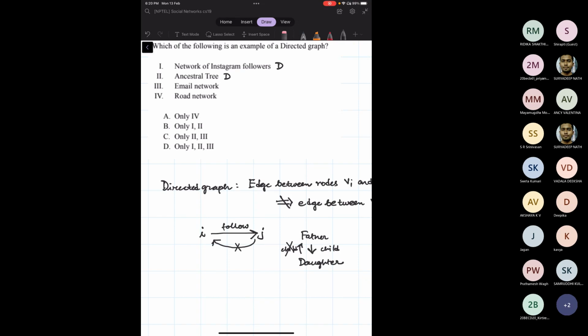Coming to the third example, email network. Again, if you send an email to J from I, it does not mean that J also sends an email back to I.